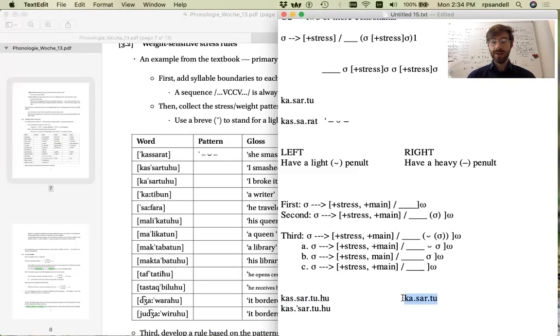In this case, the first version of the rule will not work because the second to last syllable is heavy. So we turn to the version which will simply assign stress to the second to last syllable. And the result is then stress on the penultimate syllable, kasartu.